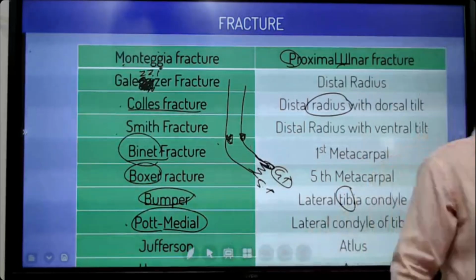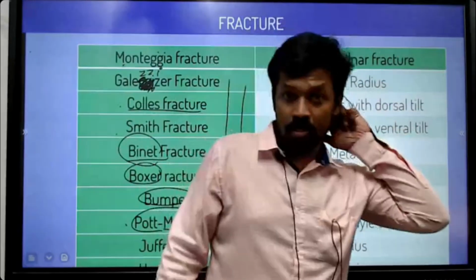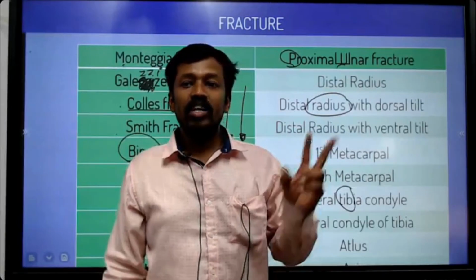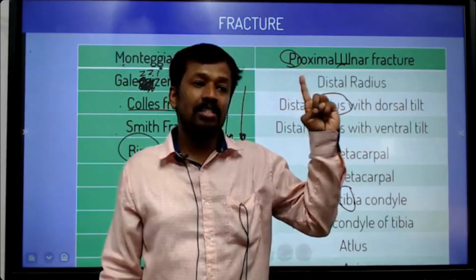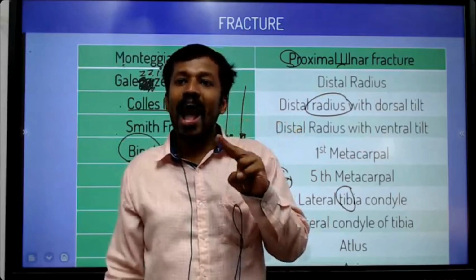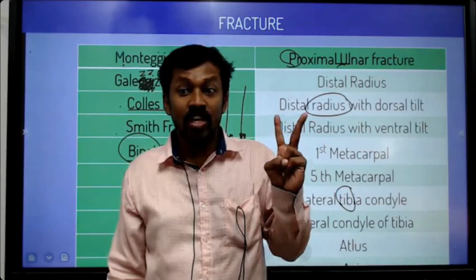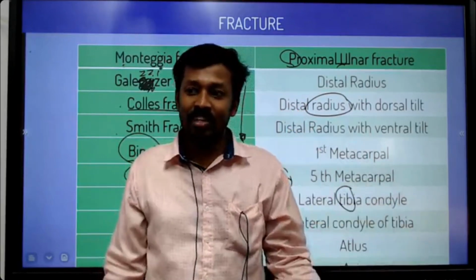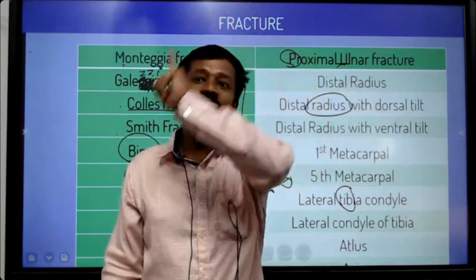Then Jefferson's. What is Jefferson's? Jefferson fracture, hangman fracture. Atlas bone, axial bone. Which is atlas? Which is axial? C1 and C2. Atlas is C1. Axial is C2. Jefferson fracture indicates murder. And hangman fracture indicates suicide. That's the difference. That is how the forensic department identifies this is suicide and this is murder.